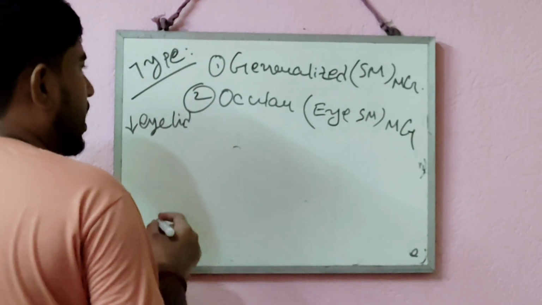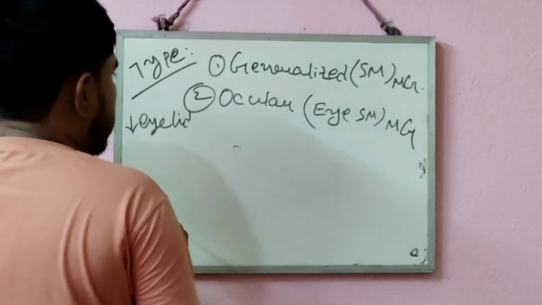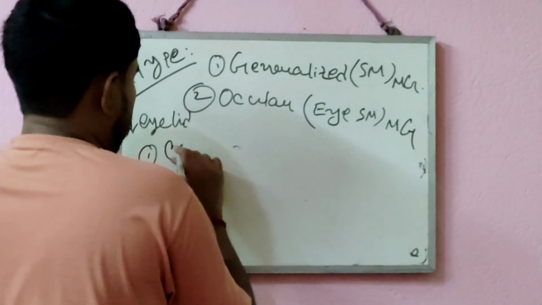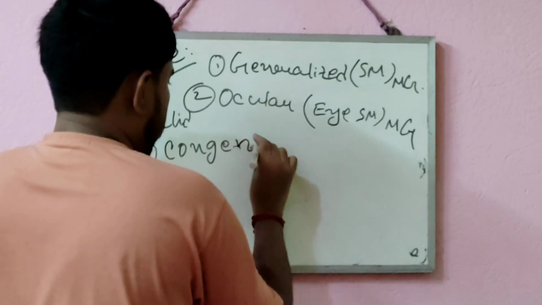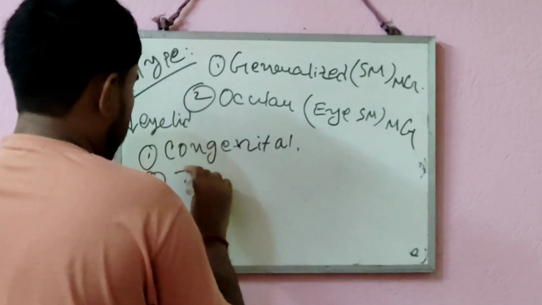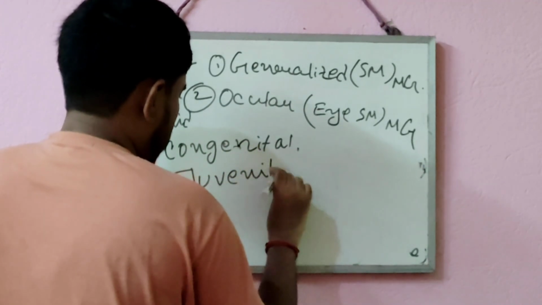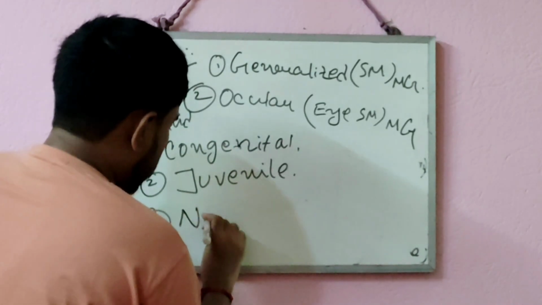Then according to the age of the person, you can also classify myasthenia gravis. First one is congenital. Second one is juvenile. Third one is neonatal.